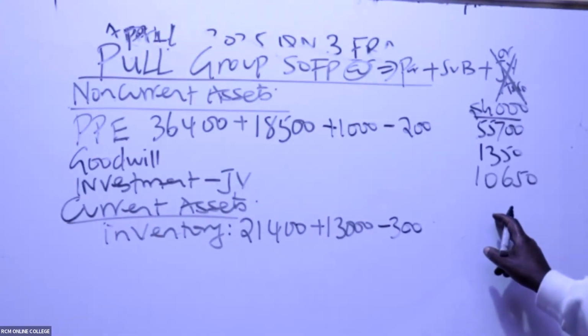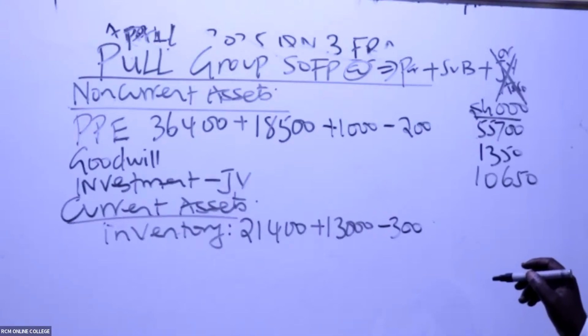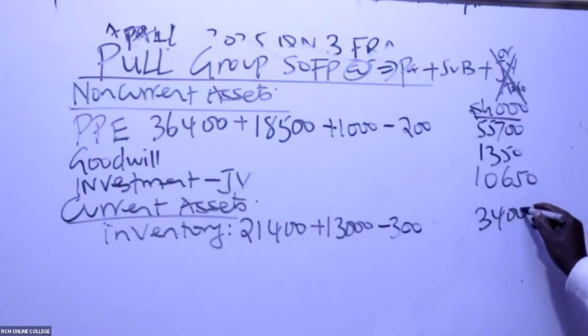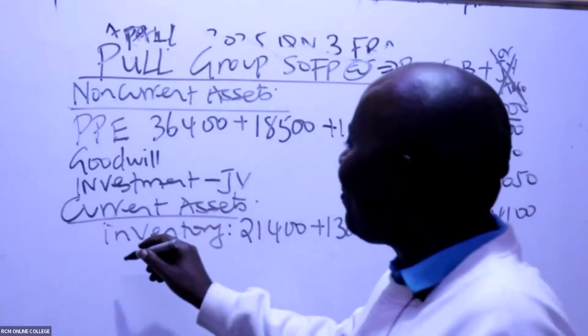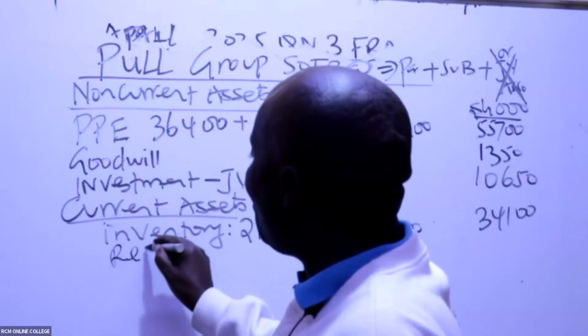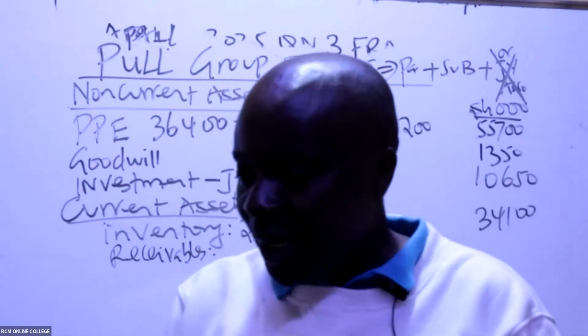24,100. Is that okay? 34 or 24? Ni 34,100, eh? 34,100. Thank you so much. So abracadabra, kuja hapa straight away, ladies and gentlemen, andika namna gani? Kuna receivables. So receivables, what do we have here?